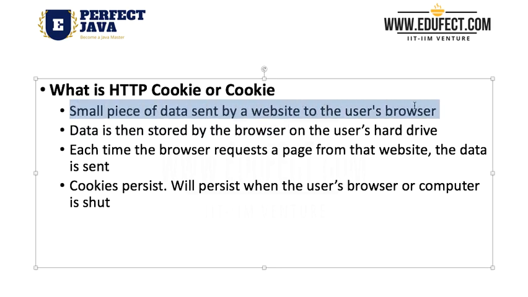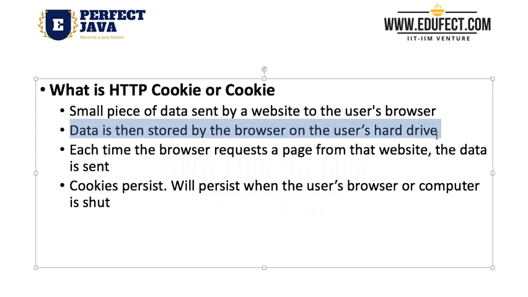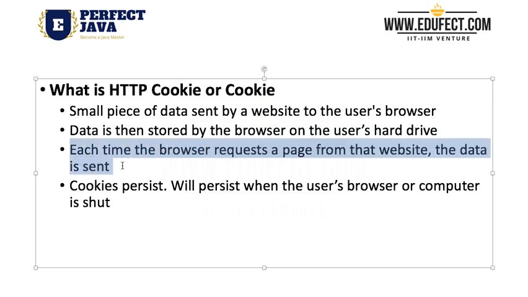Whichever browser we are using, that data is sent by the website. Suppose I'm using Chrome to browse a site. A cookie would be a small piece of data sent by that website to the Chrome browser. The data is then stored by the browser on the user's hard drive. So if I'm browsing a site, say Gmail, the website gmail.com would send some data onto my Chrome browser, and that data would be stored by the Chrome browser on my hard drive.